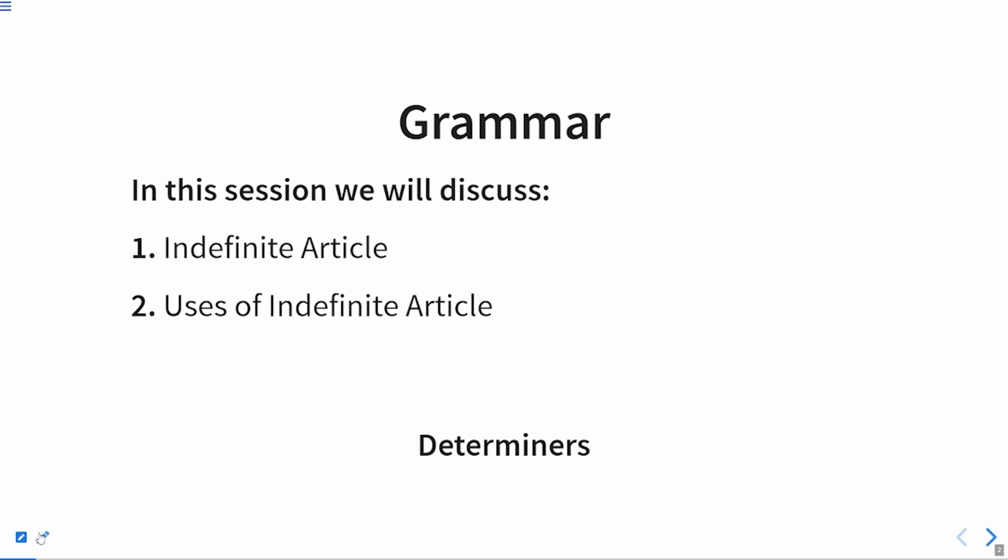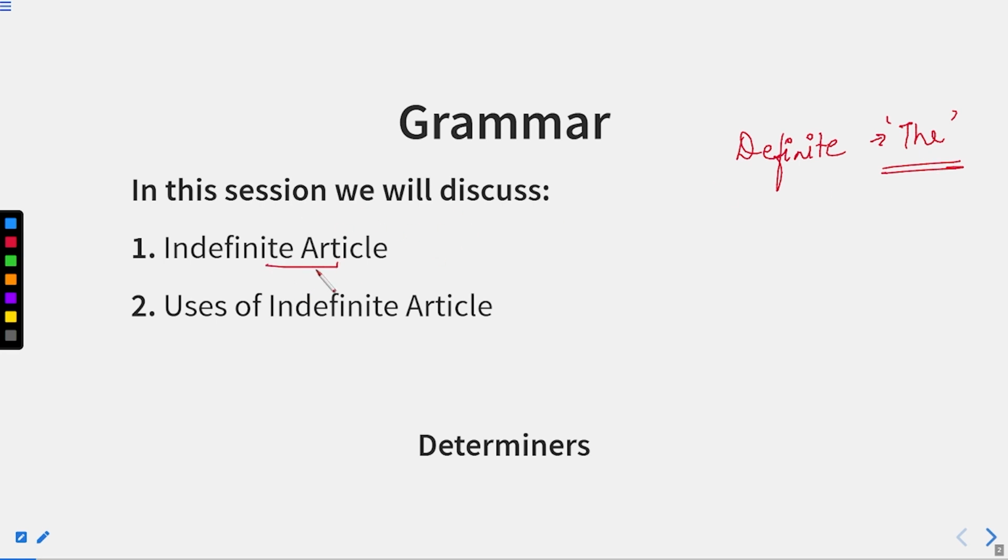As I told you, there are two types of articles. What kind of articles are there? First, we have the definite article, that is "the". We have discussed the use of "the", elaborated it, and covered each and every piece of information about it. Now, in this session, we are going to discuss the indefinite article.